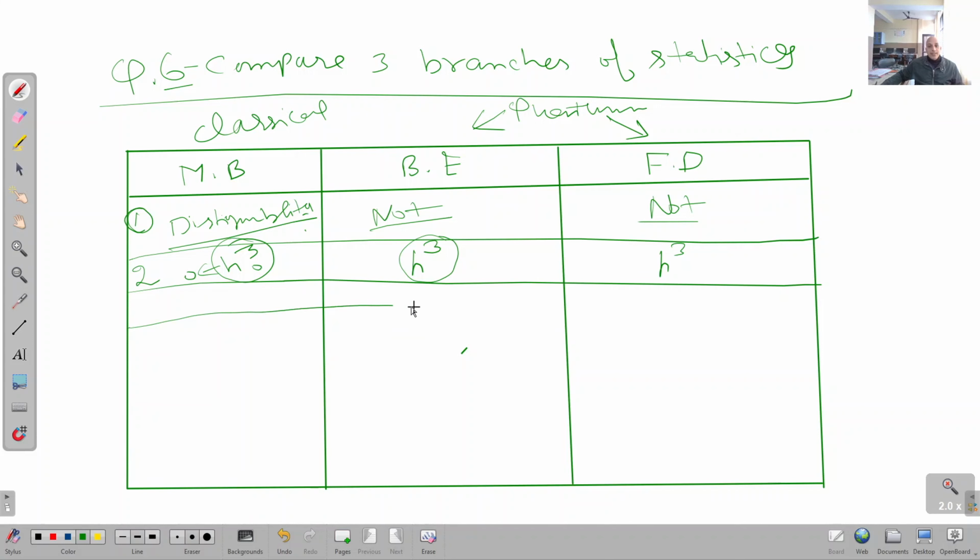Now the next difference is you can have in terms of number of particle entering in a phase space cell, right? So we know in case of classical statistics, there is no restriction. Any number of particle can go into a phase space cell, no restriction. Clear? Again, in case of Bose-Einstein statistics, we know that there is no restriction. Any number of bosons can go into a phase space cell. So there is no restriction. But here there is a restriction. Pauli's exclusion principle.